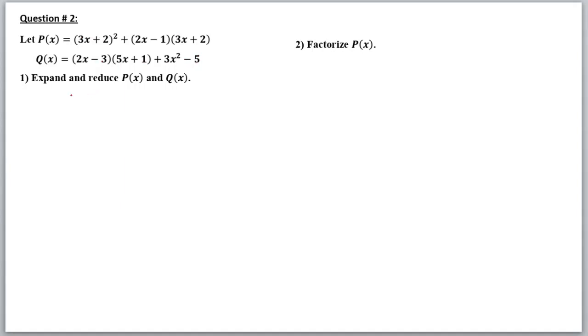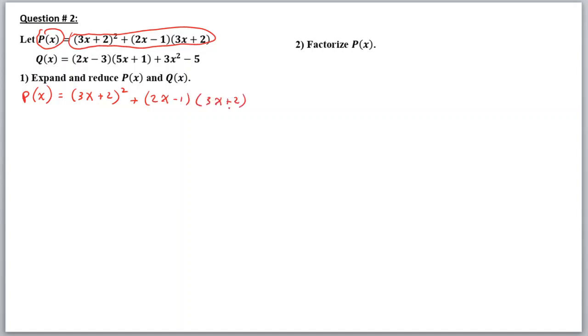This is another polynomial. I think that you know what I'm thinking about polynomials. Anyway, this is an expression. This is an expression. Expand and reduce p of x and q of x. Expand and reduce p of x. It means to expand and reduce all this. Okay. So we should copy it here and reduce it. So p of x equal 3x plus 2 all of the square plus 2x minus 1 times 3x plus 2. So should expand and reduce.